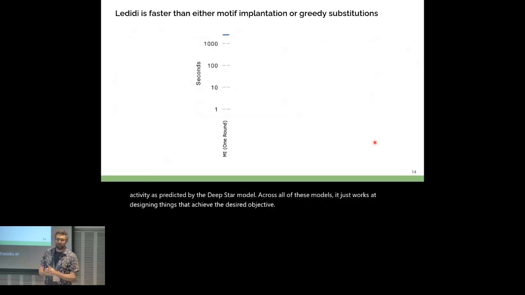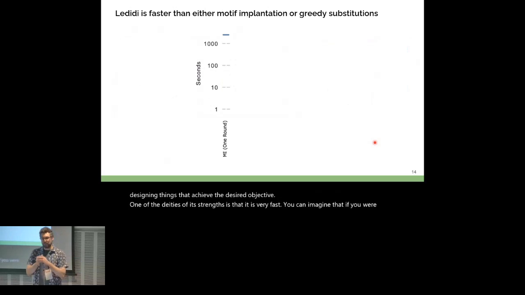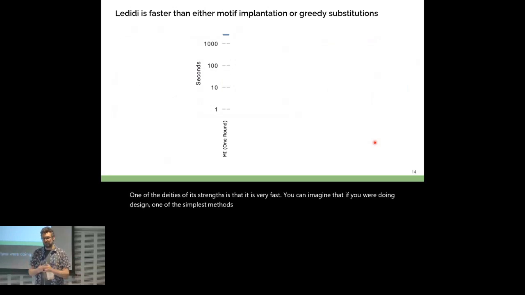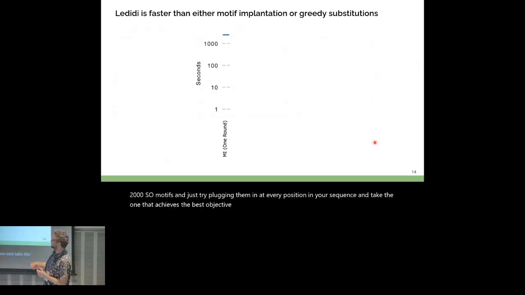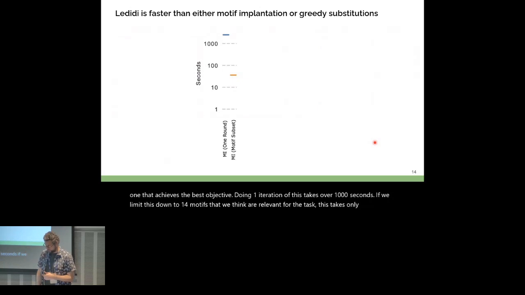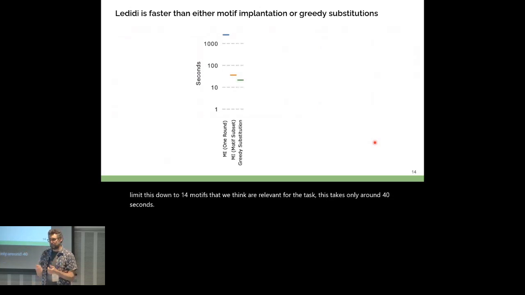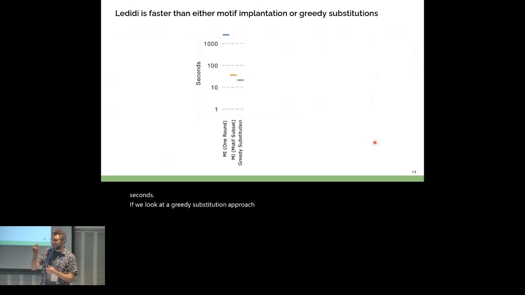One of Ledidi's strengths is that it is very fast. You can imagine that if you were doing design, one of the simplest methods you could use is just go to the JASPAR database, take all 2,000 or so motifs, and just try plugging them in at every position in your sequence and take the one that achieves the best objective. Doing one iteration of this takes over 1,000 seconds. If we limit this down to 14 motifs that we think are relevant for the task, this takes only around 40 seconds.